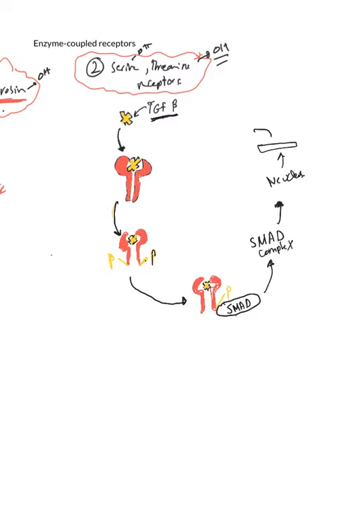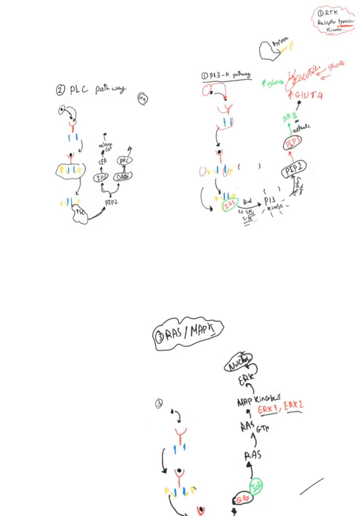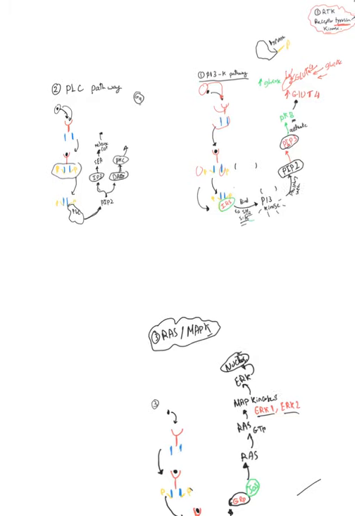So let's say this is the complex here. It goes and sets on the regulatory sequence, and then transcription will start, leading to the high expression of the gene. So basically, all the types of the enzyme coupled receptors are for either enhancing the gene expression in a particular area or just blocking it.